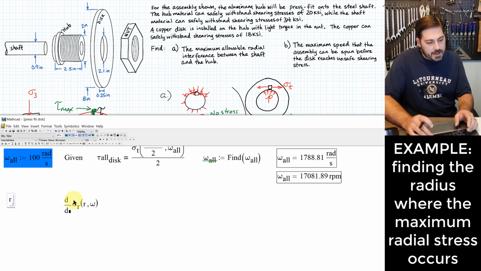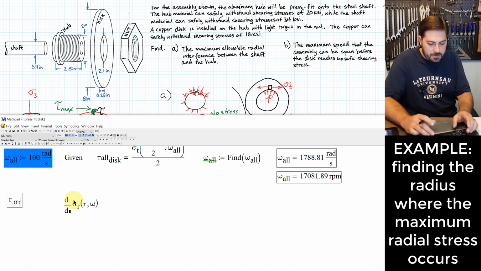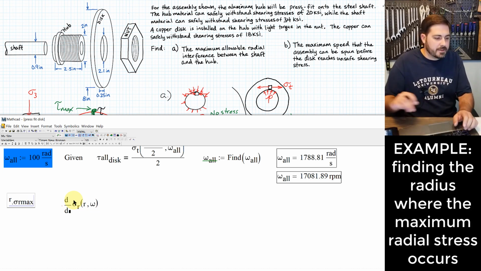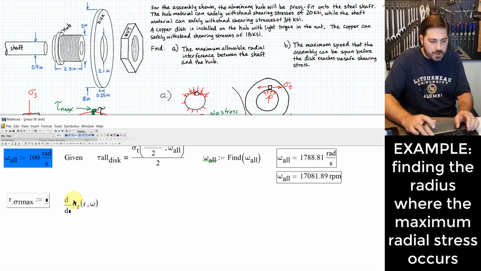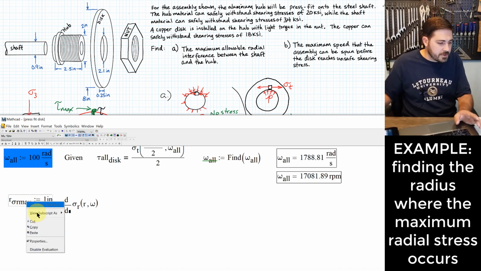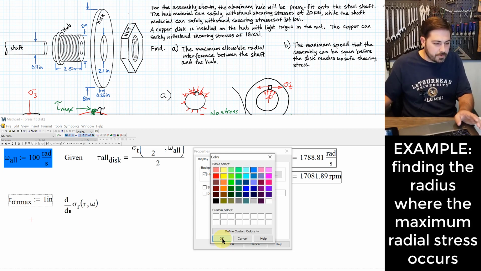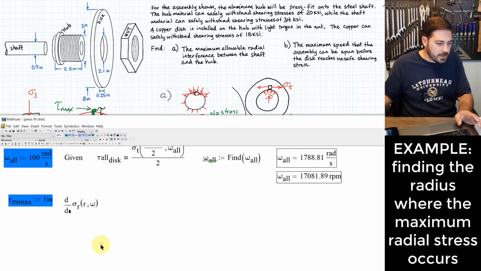So let's say r for sigma r max. We're trying to figure out what that radius value is, where we have our maximum radial stress. We'll just put in a number here, it doesn't matter a whole lot. Let's assume it's going to be 1 inch for this solve block that we're about to do. Highlighting this region blue so that I know that's an initial guess.